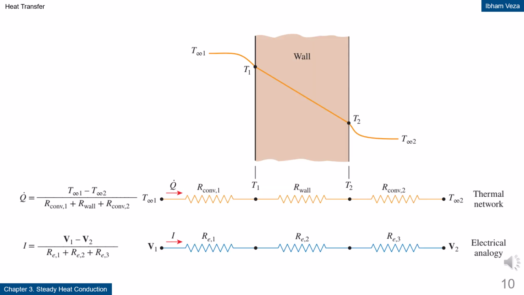Thermal resistance network. This system shows a combination of convection resistances on both sides and conduction resistance inside the wall. All these resistances are arranged in series, so the heat transfer rate is the same through each element. Temperature drops occur step by step across each resistance. The heat transfer rate can be calculated using Q equals (T infinity 1 minus T infinity 2) divided by (R conv 1 plus R wall plus R conv 2). This network is conceptually identical to a series electrical resistor circuit.